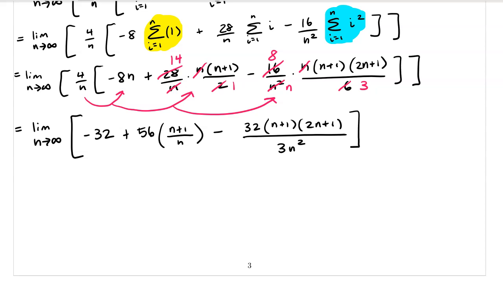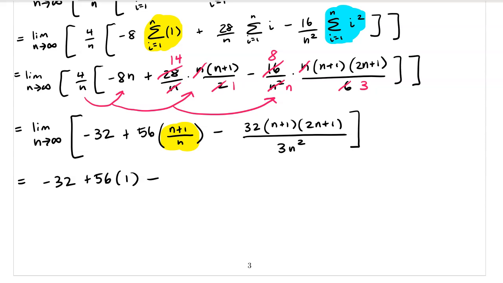Okay, now at this stage, based off how we've simplified this, we can just start to evaluate the limit. So let's do that. If I take the limit of a constant, -32, that's just going to be -32. This fraction here, n plus 1 over n, if n is going to infinity, that's just going to go to 1. So I have plus 56 times 1.